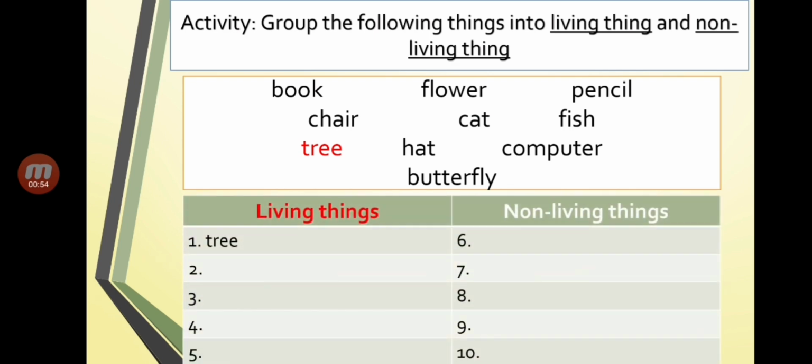I have an example here in number 1. Tree. Tree belongs to living things. So I write tree in the column of living things. And the other column is non-living things. Using these 10 words, you are going to choose where they belong. After that, take a photo, and then send it into our LINE group, and I will check it one by one.